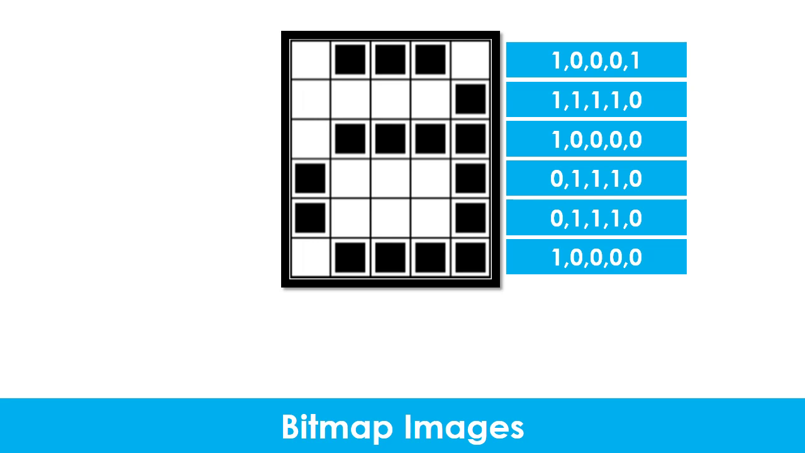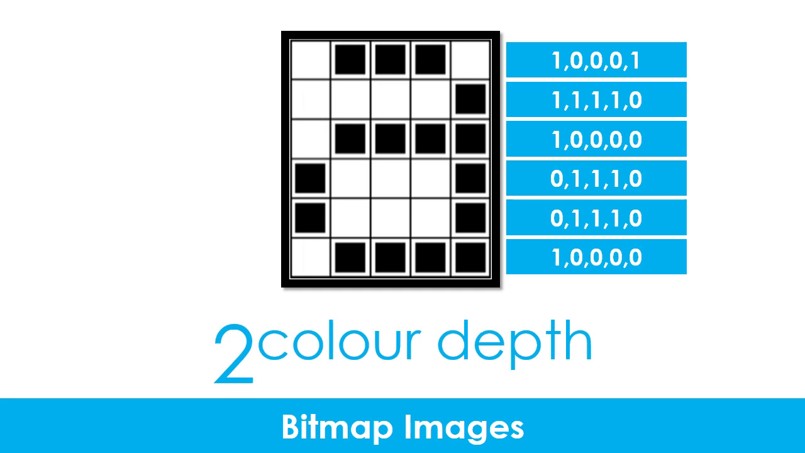The number of bits used to store each pixel is known as the colour depth. The greater the colour depth, the more colours can be represented. This image only requires 1 bit to store each pixel, and therefore has a colour depth of 1 bit. The number of colours that can be represented can be calculated using 2 to the power of the colour depth. For example, a colour depth of 2 bits can represent 4 colours.